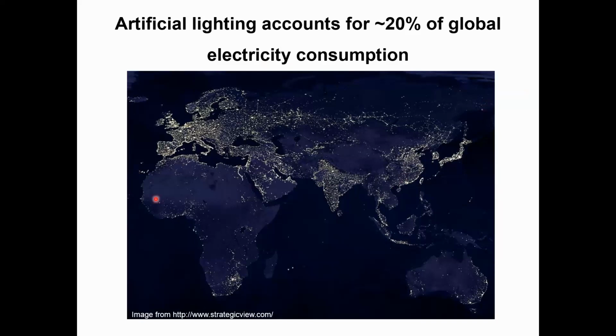So this is a picture of the globe at night, and you can see just how much energy we are using to light up our industries, our homes. I like this map because it puts Sri Lanka at the center.